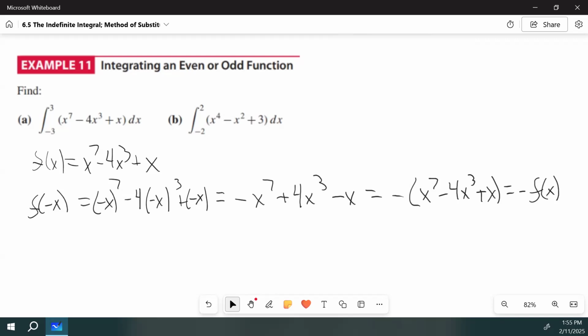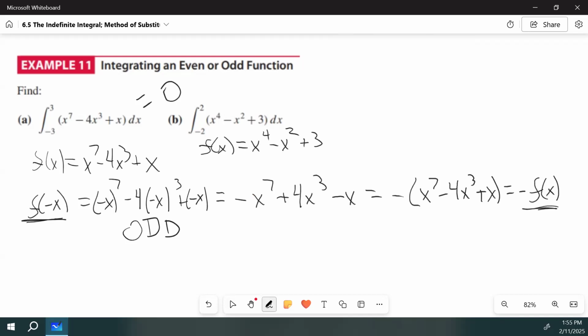So in other words, if f of negative x equals negative f of x, then your function is odd. And then this integral is just going to be 0. Okay? For this one, f of x is equal to x to the 4th minus x squared plus 3. F of negative x is equal to negative x to the 4th minus negative x squared plus 3.